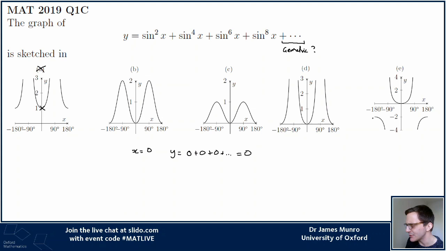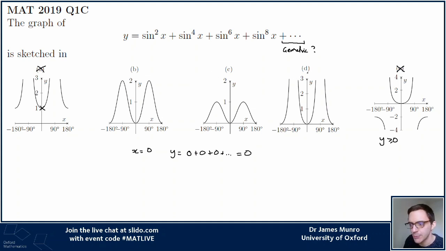E is a bit different. It's got some bits with the value of the function being down here, being negative. Is that possible? That seems a bit unlikely. Y is the sum of some positive things. I'm pretty sure Y is positive because it's the sum of all these positive things. So I'm going to go with not E because Y is positive, or 0. Okay, so that leaves B, C, and D.